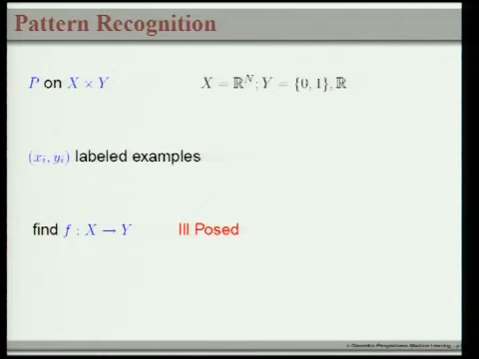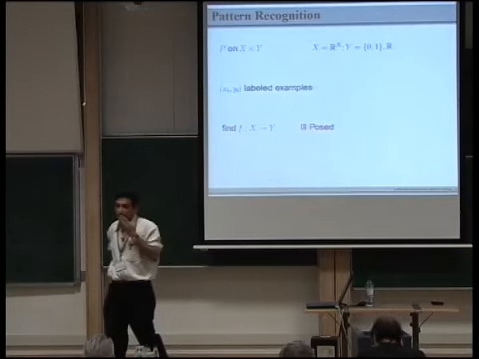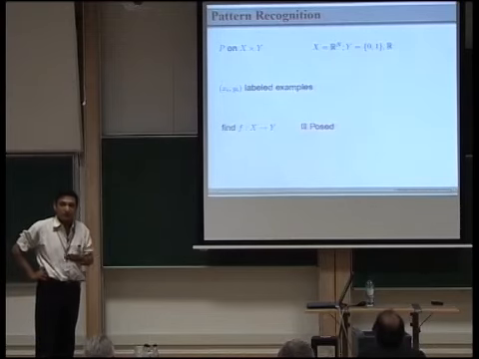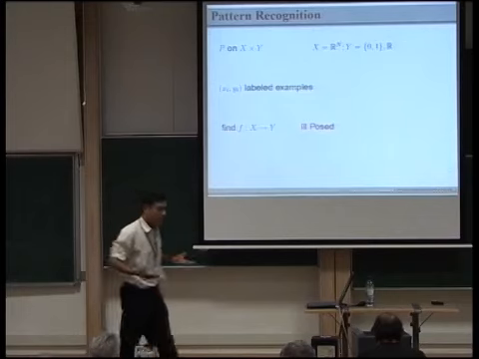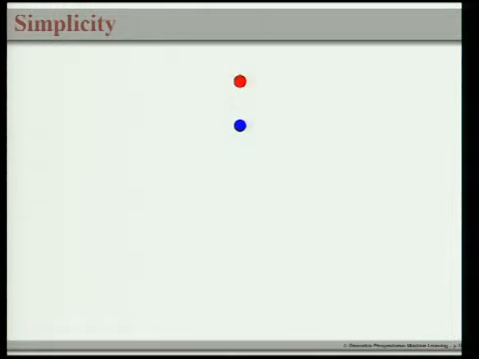There is a probability distribution P on x cross y, okay, such that labeled examples xi, yi pairs are presented to you, and your goal as a learner is to find a function f from x to y, which generalizes well. Now, of course, you see right away this is ill-posed, because there are infinitely many functions that would interpolate the finite amount of data that you have. So, any reasonable process will actually have to have some notion of simplicity to find, in some sense, the simplest function that fits your data. Okay? Model selection in some way.